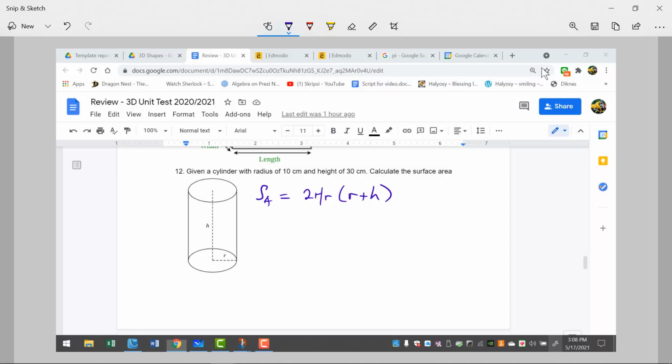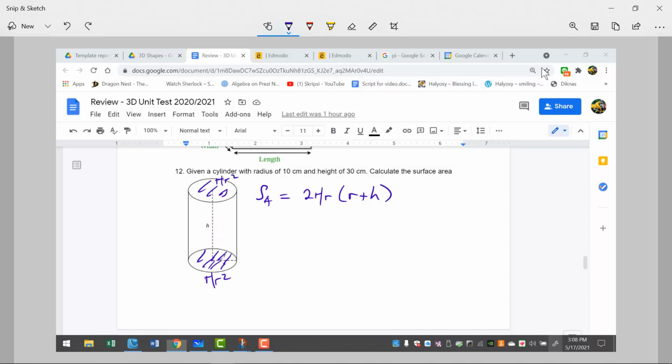So where do we get this? Because we know that the area of this is pi r squared, and the area of this is pi r squared, right? So we get 2 pi r squared because we have 2. And for this one here, it is 2 pi r h, and you will get this formula. Okay, so actually we have done this before in class, but yeah, here we go.